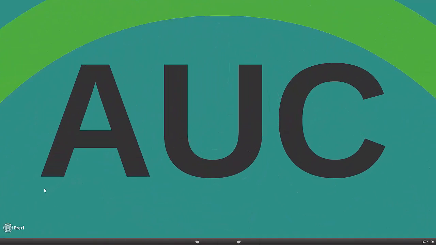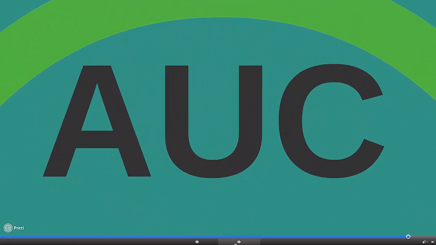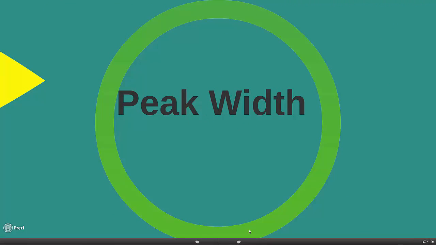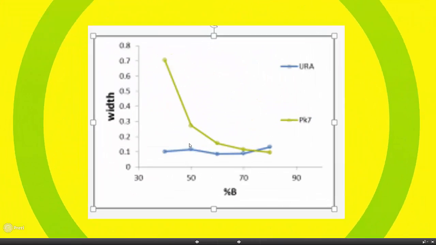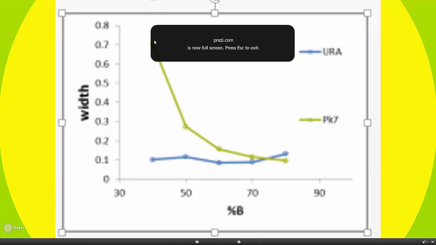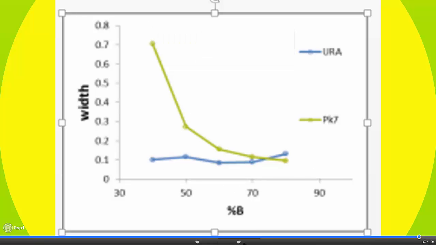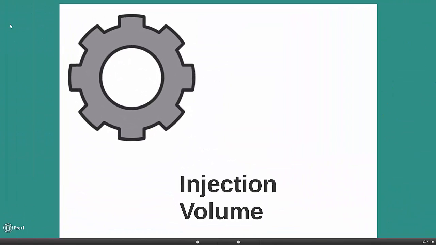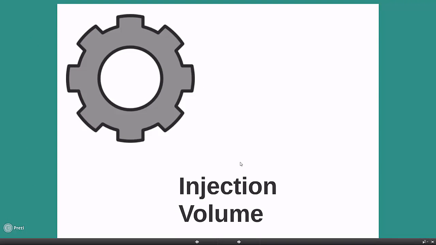And finally, let's look at AUC, area under the curve. It depends on peak width, and peak width itself depends on percentage B. So if you increase percentage B, it leads to a decrease in width, and width also depends on injection volume.